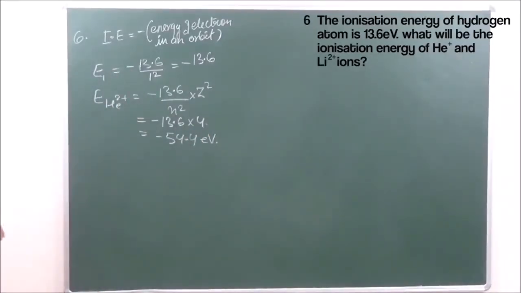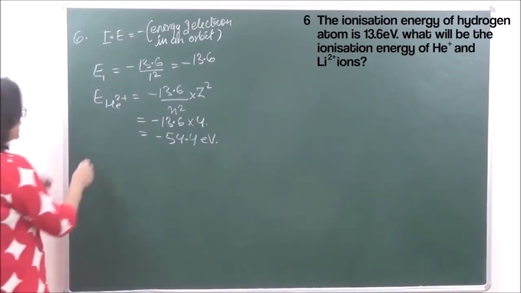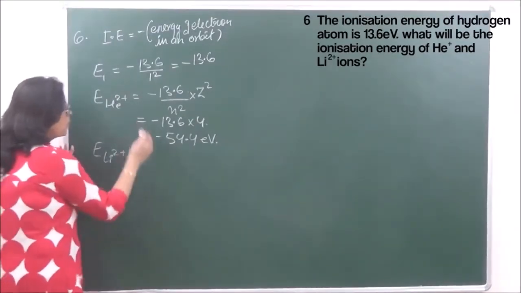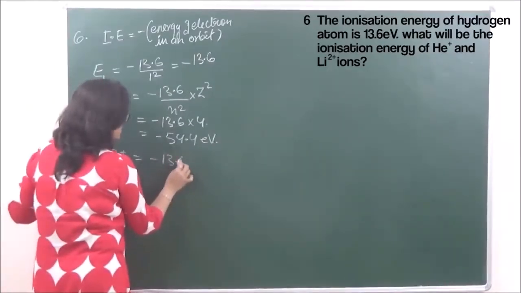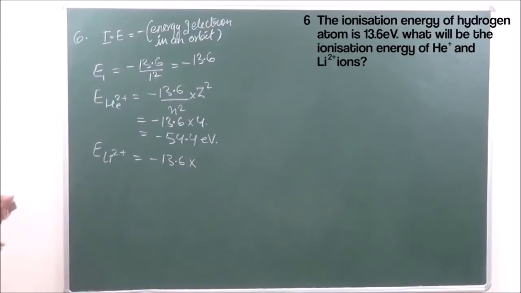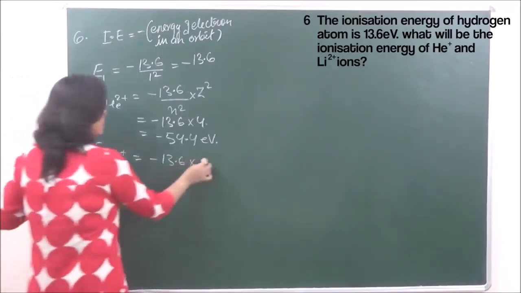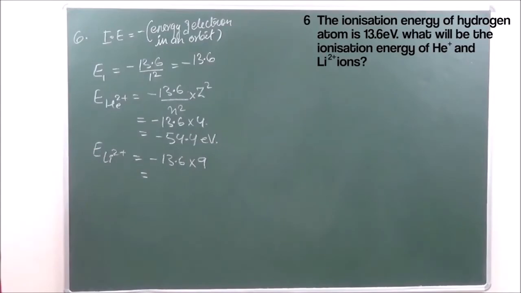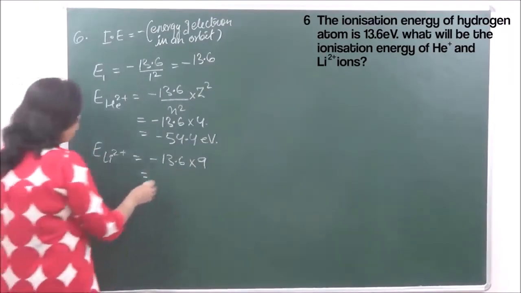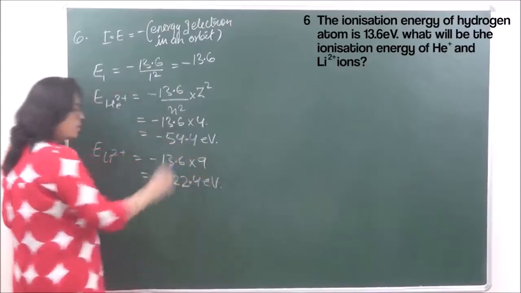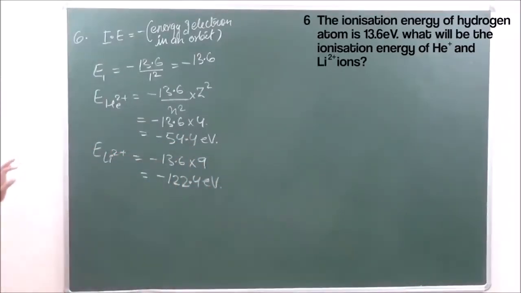In a similar manner, the first orbit of lithium also you can calculate. Then that will be equal to minus 13.6, the atomic number of lithium is 3, so into 9. This when calculated, it comes to minus 122.4 electron volt. Then what is going to be the ionization energies now?